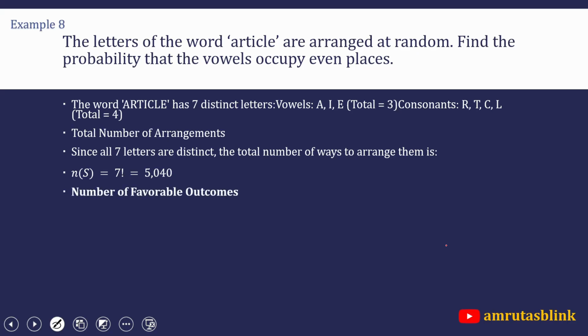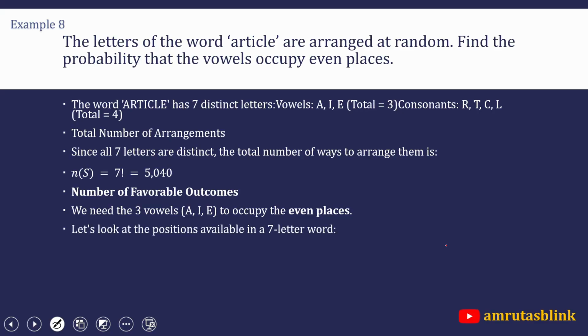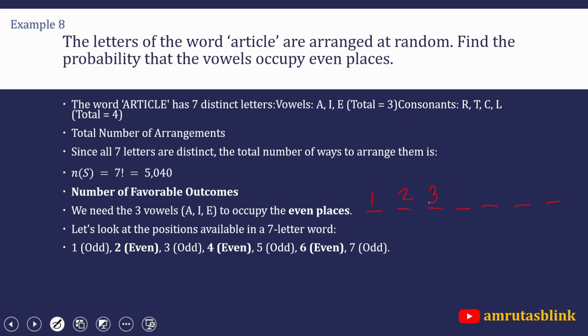Now we'll calculate the number of favorable outcomes. So what is the required arrangement? That is, vowels should occupy even places. Now how many vowels are there? There are 3 vowels, that is A, I and E, and we want these 3 vowels to occupy even places. So let's look at the positions available in this 7 letter word. Let's say this is 1, 2, 3, 4, 5, 6 and 7.